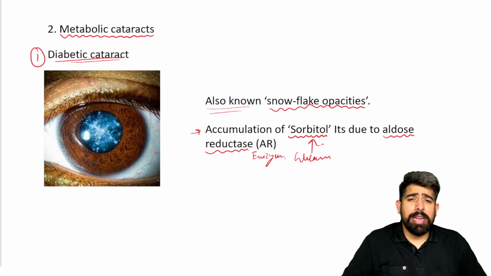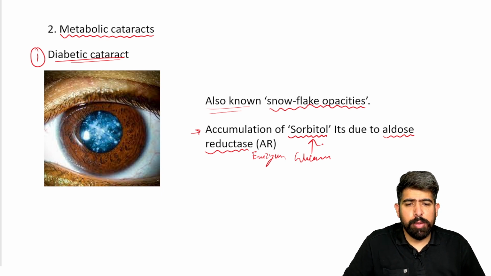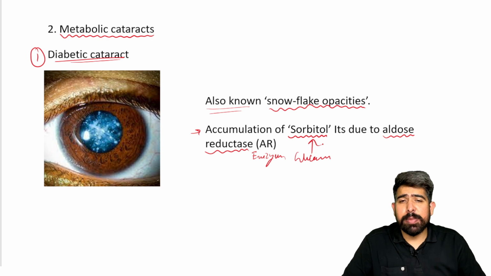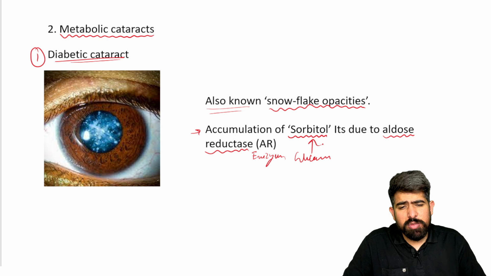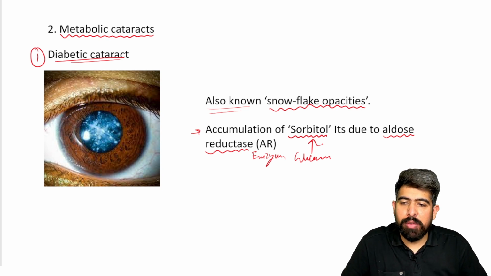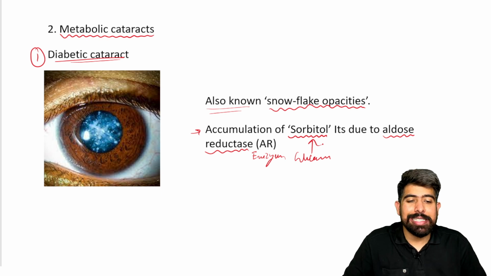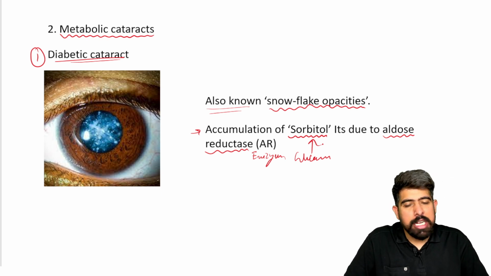Normally we have normal values of glucose, so it is converted into sorbitol and used normally. But in a diabetes mellitus patient there is more glucose in the bloodstream, so more glucose goes into the lens, and more and more glucose is converted into sorbitol. This sorbitol then gets deposited in your lens, and this causes the snowflake cataract.